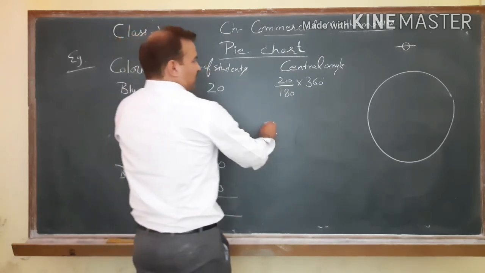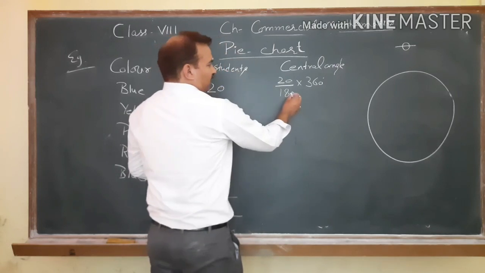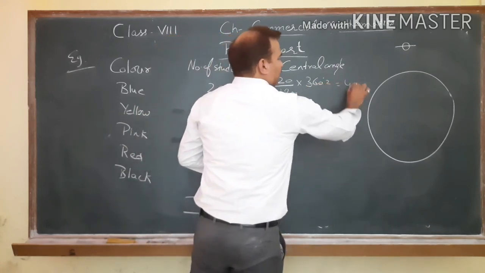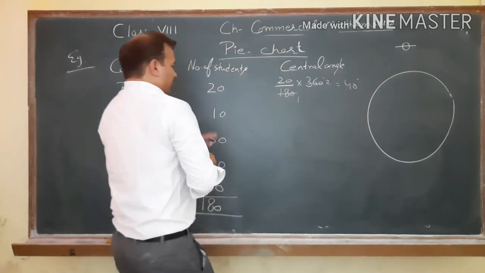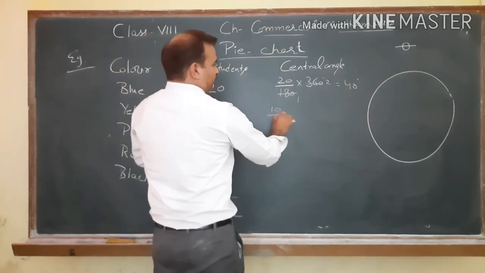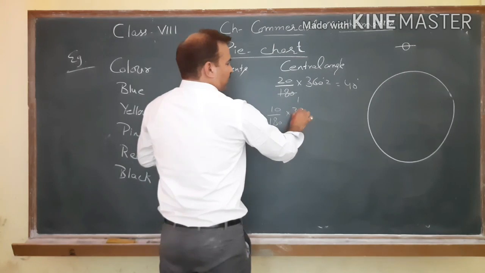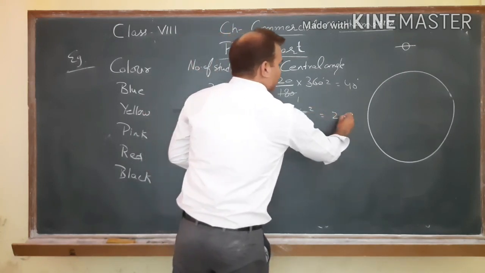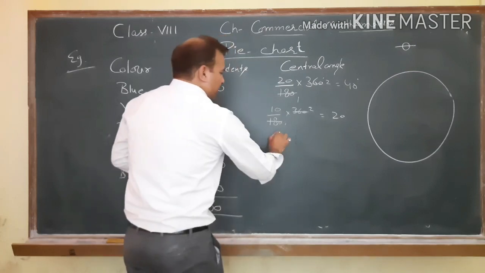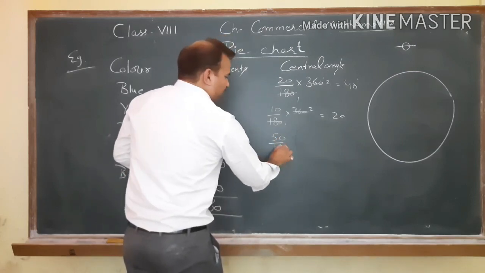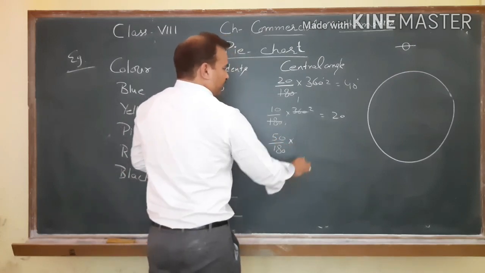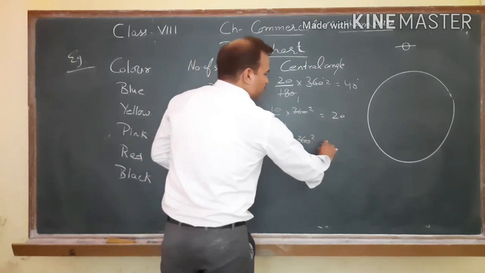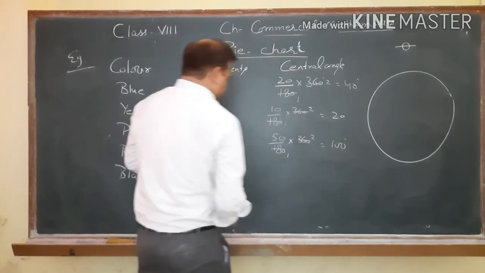Now next is 10. Let us calculate this one. 180 ones are 180, twos are 360. So 20 twos are 40 degree. Now this is 10, so this is 10 by 180 multiplied by 360. Ones are, twos are, this will be 20 degree. Then it will be 50 by 180 multiplied by 360. Again we can cancel on 2, that will be 100 degree.